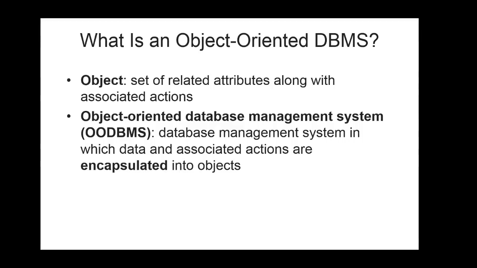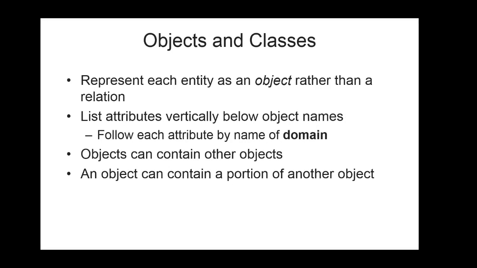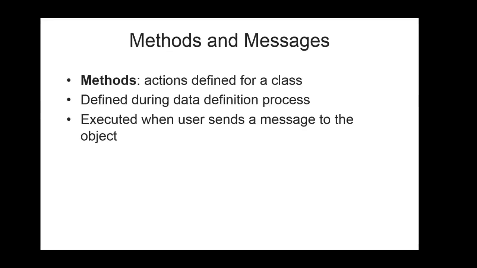An object-oriented database management system is used with applications whose focus is on complex objects. What is an object? An object is a set of related attributes along with associated actions or functions. An object-oriented database management system is a system in which data and associated actions or functions are encapsulated into objects. So we can represent each entity as an object rather than a relation. We list the attributes vertically below object names, and follow each attribute by the name of the domain. Objects can contain other objects. An object can contain a portion of another object.